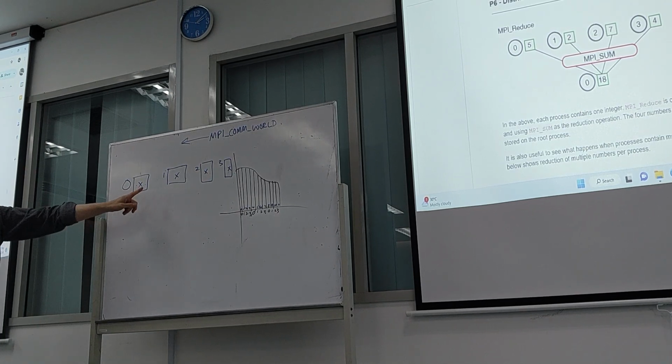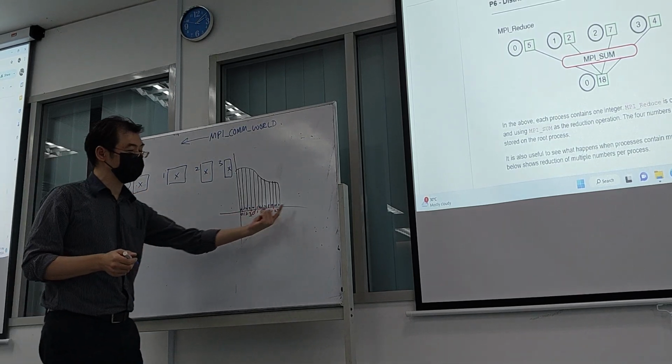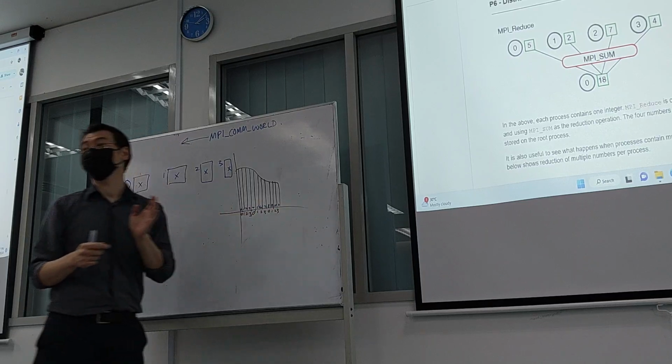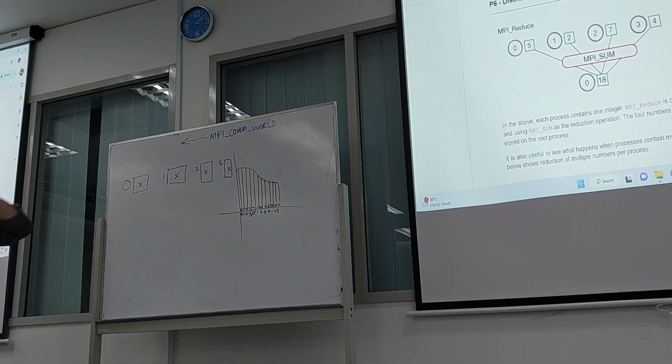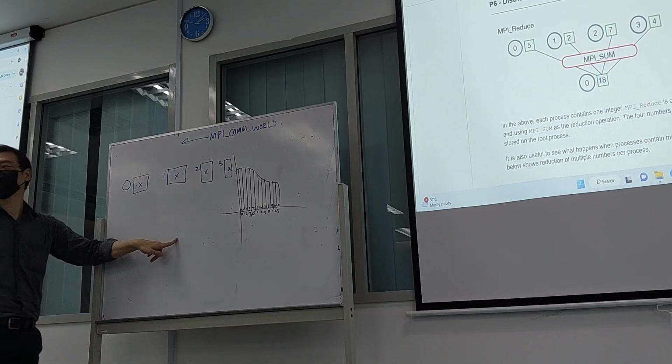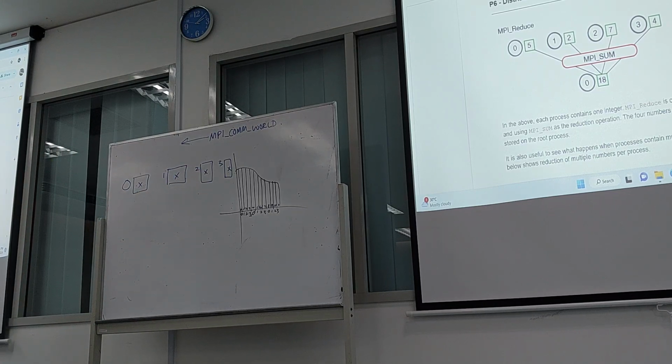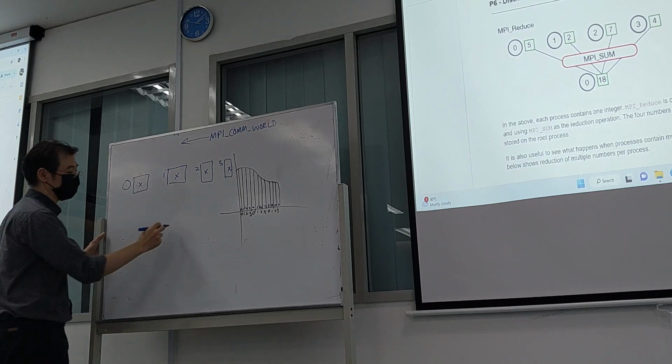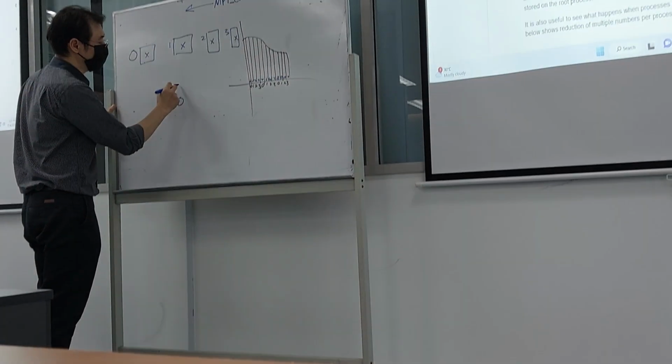But these are partial results, and we need to add them all together, right? That's why you need this reduction. Reduction means you're going to combine them into one. And who is going to do that? There's going to be one thread that is assigned to do this sum.